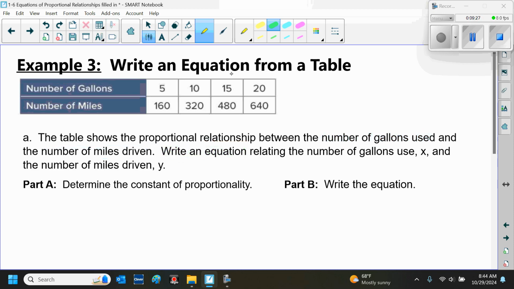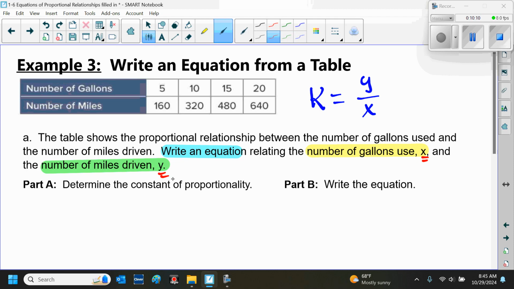Now, let me just go back here. If you look at the problem, it says gallons over miles and gallons over miles. But remember, our k is equal to y over x, right? So if I'm looking at y over x, let's look at what these are. We want to write an equation relating the number of gallons used, that's our x. Does everybody see that? That's the x. And the number of miles driven, that's the y.